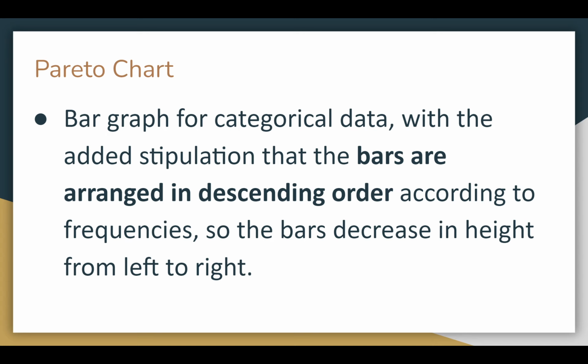All right, so a Pareto chart is a bar graph for categorical data, so still categorical data, with the added stipulation that the bars are arranged in descending order. So a Pareto chart is basically a special organized bar chart. All right, hold on just a minute so you can look at that. I'll be right back.